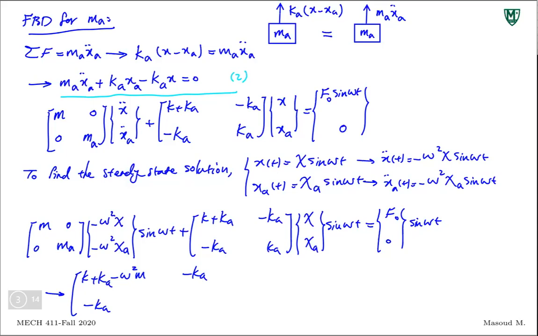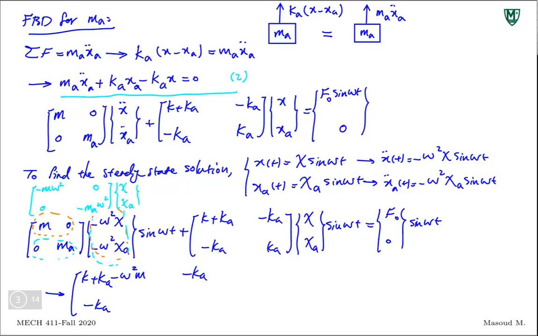Right, I did this multiplication, and then this multiplication. I'm just skipping some steps. So that would be minus m omega squared x. The next one would be 0, 0, minus ma omega squared xa. And then summing up these two 2 by 2 matrices, what I get is minus m omega squared, 0, 0, minus ma omega squared, multiplied by x and xa.